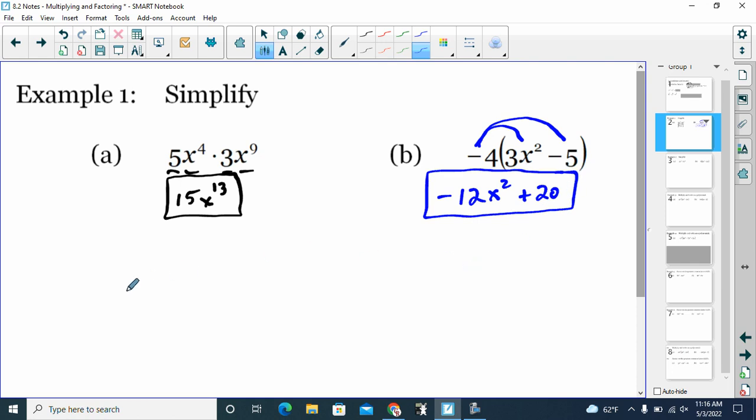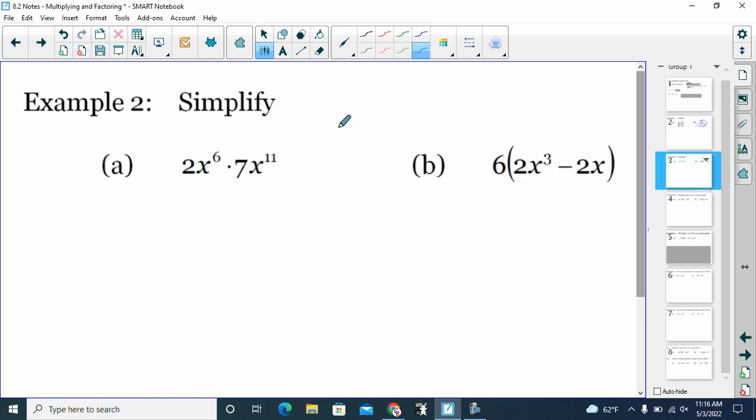Example 2, you are going to do these two on your own. I want you to pause the video. Once everybody has them, you can play it and you'll see the solution.